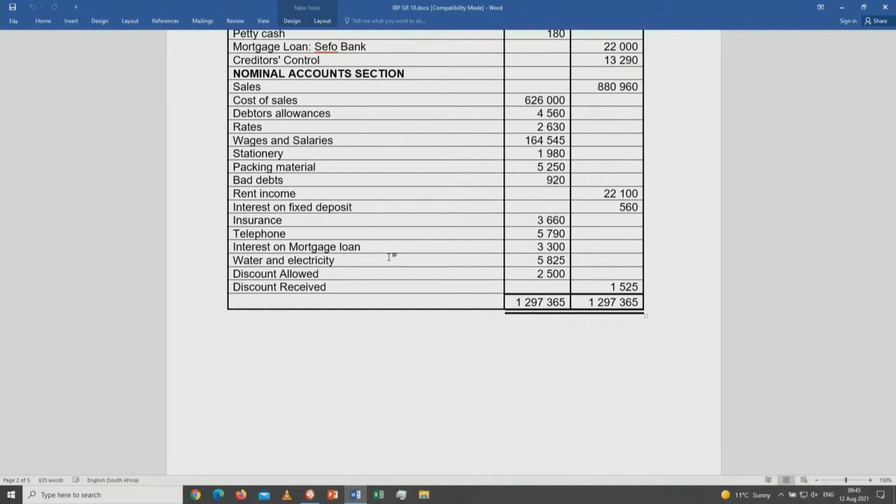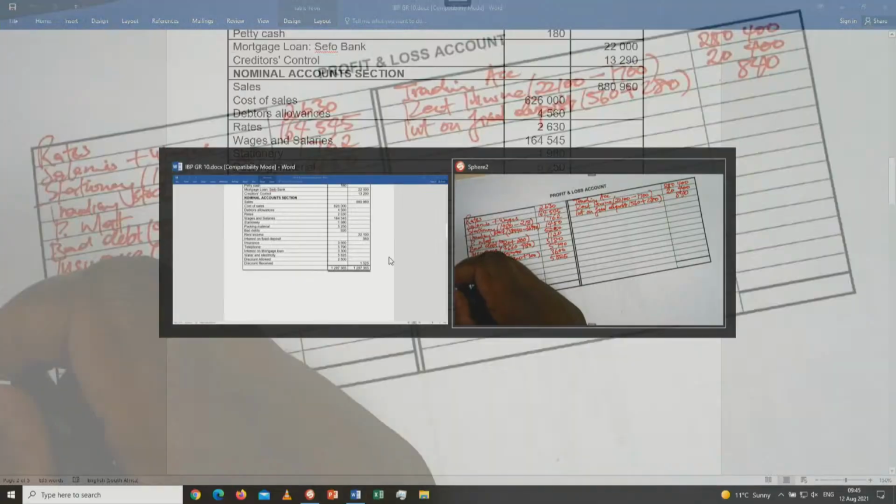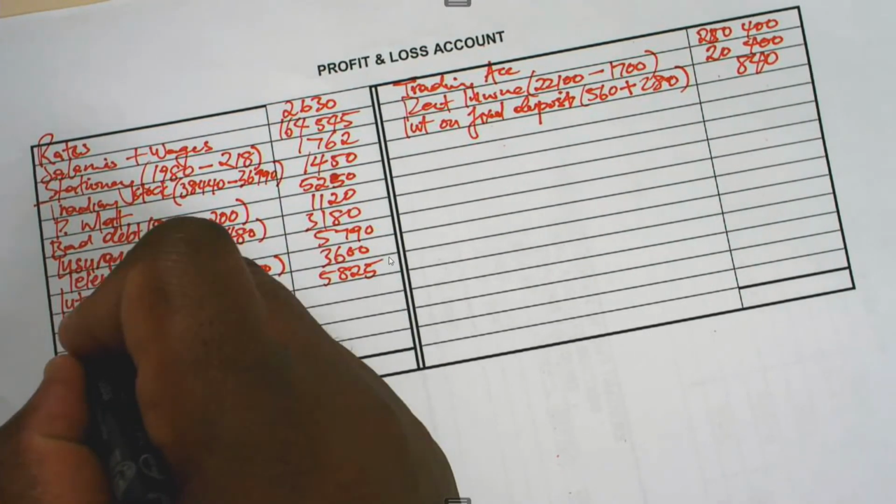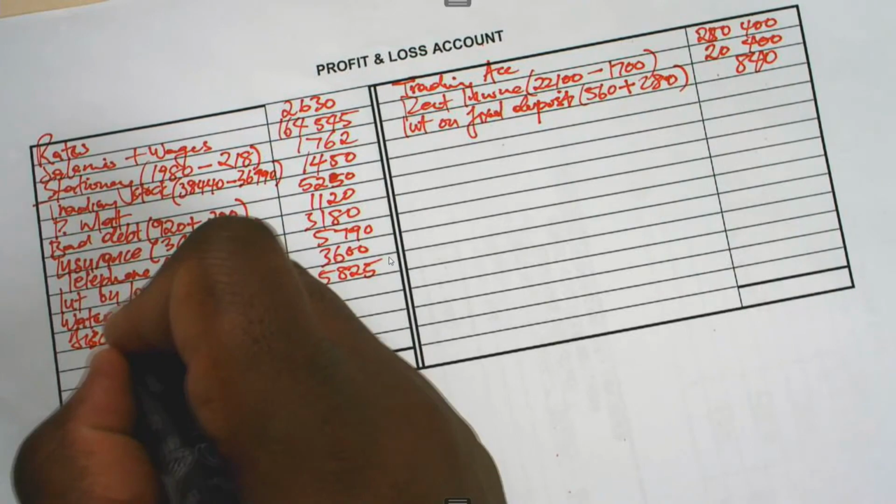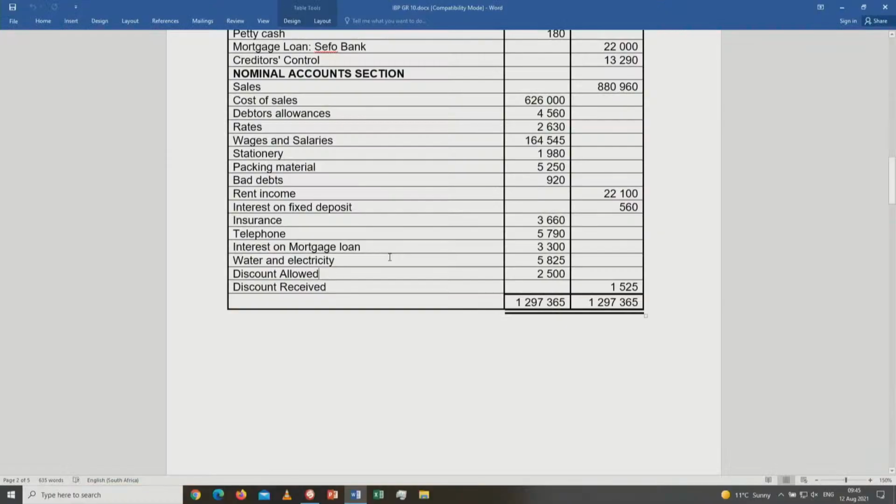And then discount allowed. Remember, ladies and gentlemen, discount allowed decreases our owner's equity. Anything that decreases our owner's equity, it is an expense account. On an expense account, I said to you, on the nominal account section, you'll get them under debit column. So now here we'll write discount allowed to the value of 2,500 rand.